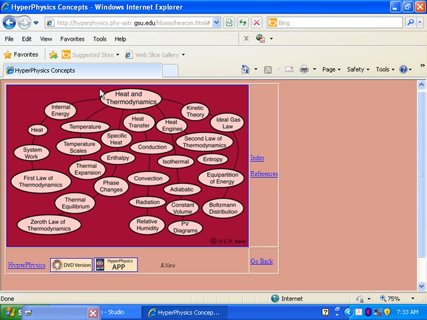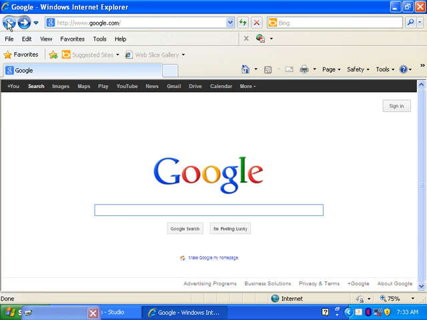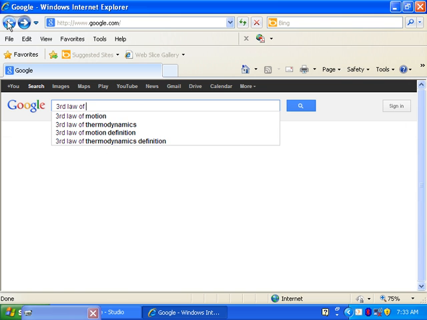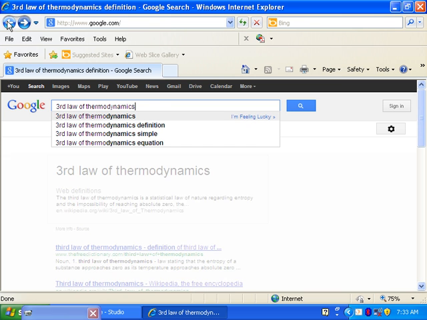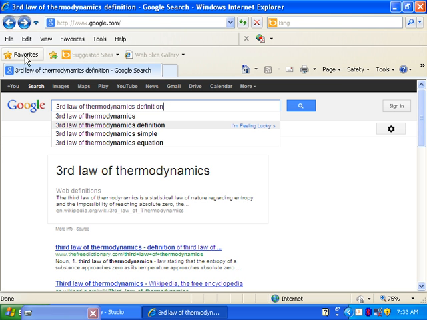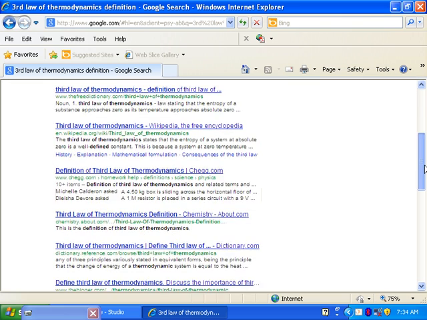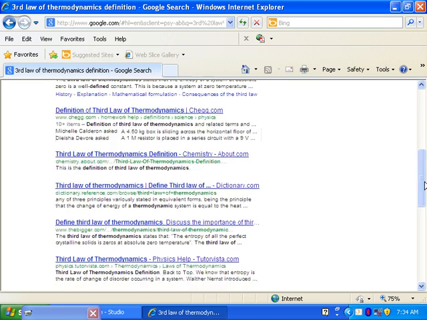Temperature scales, thermal expansion, conduction, isothermal entropy, Boltzmann constant, first law, second law. Okay, I lost the page I was looking for. Let me go back and do a Google search here quickly. Well, here. Well, basically, the third law of thermodynamics. Let me get you a decent definition here.